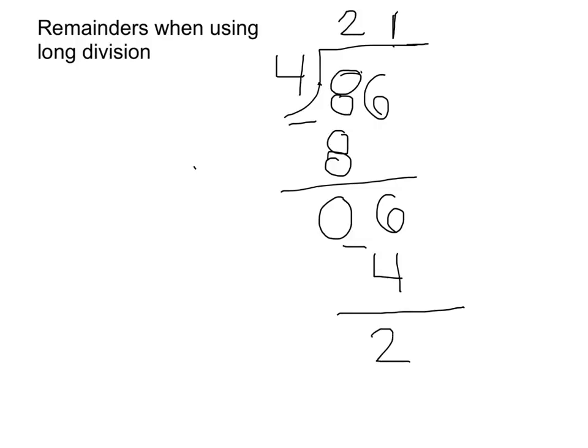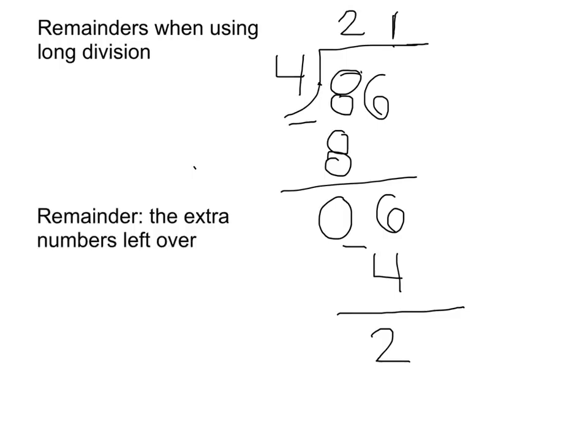Two. So now this is where it's a little bit different. We don't have any more numbers in our dividend to bring down to try to finish the problem. So what we're left with is this 2. And there's nothing more we can do. We can't divide 4 into 2 because 4 is bigger than 2. So what we're left with now is a remainder of 2.